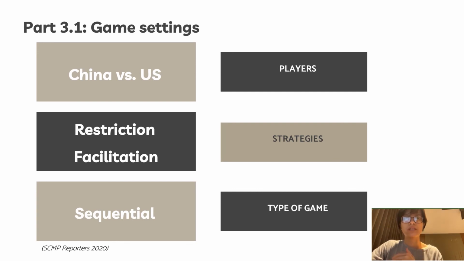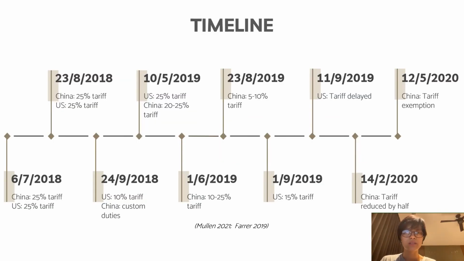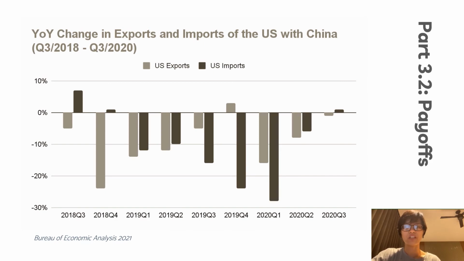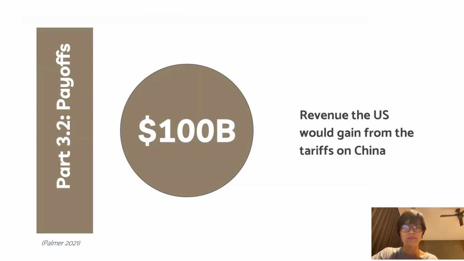The type of game is sequential movement, where America is the first mover, with a response from the Chinese government following. It is considered sequential movement because, as illustrated here, the US and China usually act sequentially after the other one completed their action. Considering the payoffs of this game, it can be seen that both China and the US are worse off when the exports and imports between them keep declining for several quarters since the trade war started. On the other hand, the US would gain about 100 billion USD from revenue on tariffs on Chinese goods.